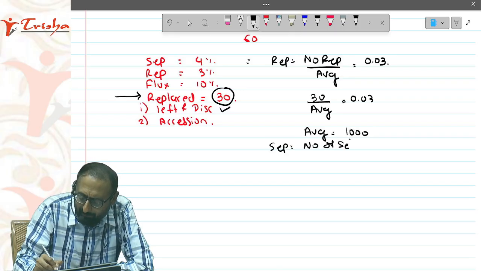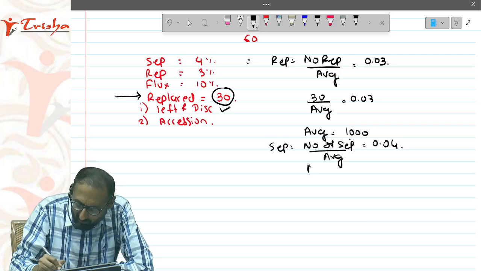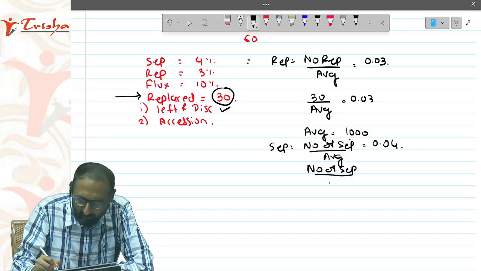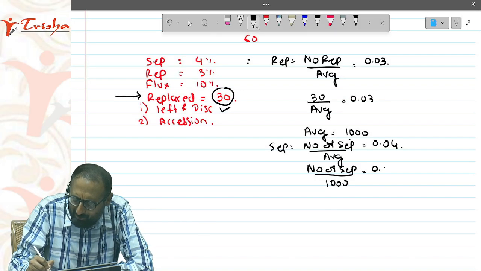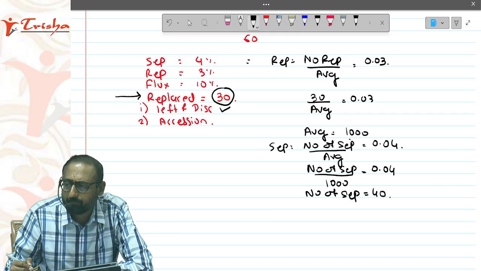Number of workers separated divided by average number of workers is equal to 0.04. So number of workers separated divided by average number of workers, which you calculated as 1000, is equal to 0.04. So number of workers separated comes to, is it 40 workers separated?